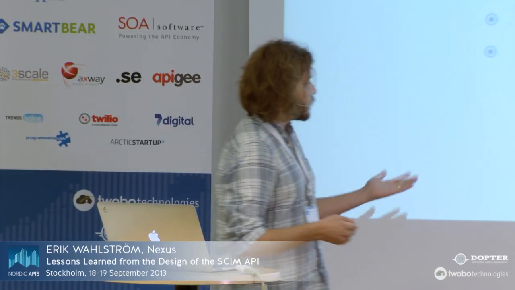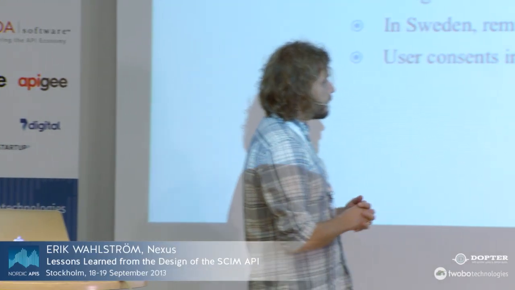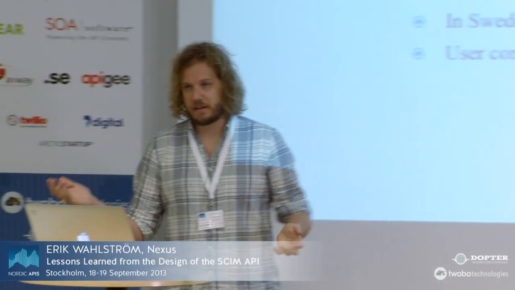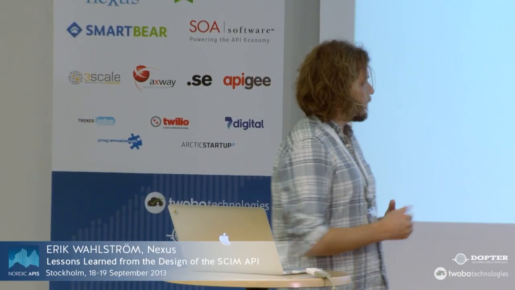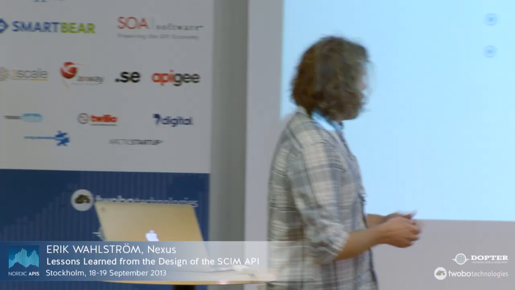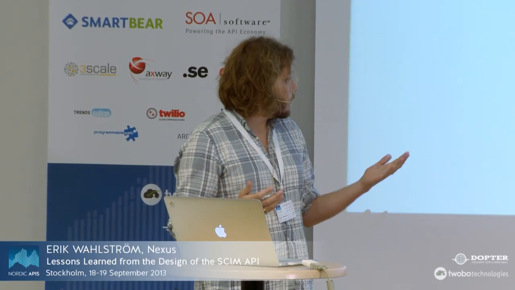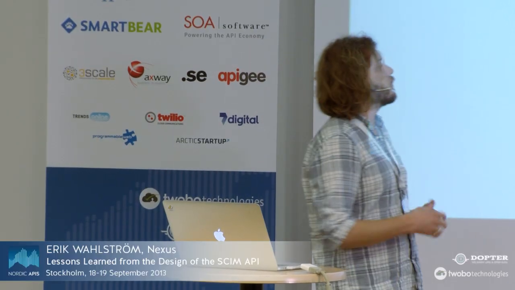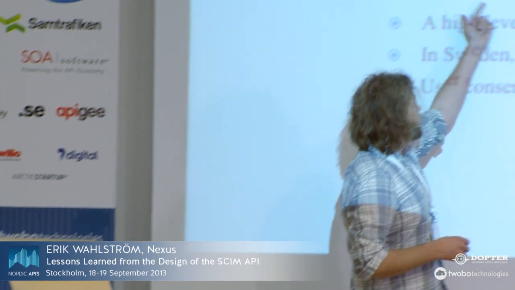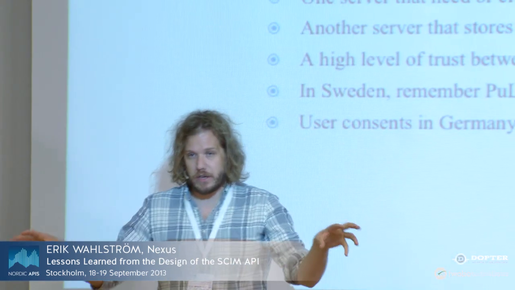And in Sweden we have PUL, personuppgiftslagen, that defines that you cannot send identity data however you want. You have to have control of what you do. And in Germany, to send user information, personally identifiable information, to different servers, you have to have user consent every time you do it. So you have a lot of different regulations. So between those two systems, it has to be a real high level of trust.